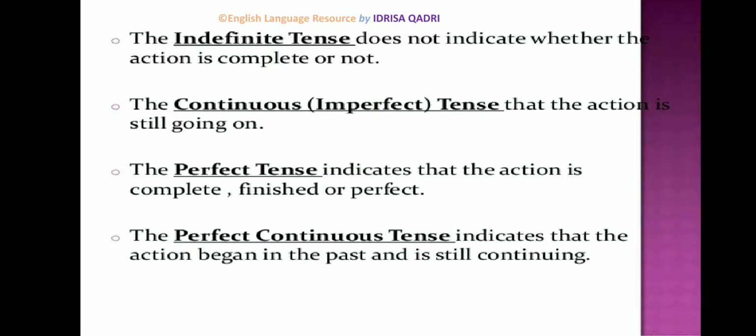The indefinite tense does not indicate whether the action is complete or not. The continuous tense indicates that the action is still going on. The perfect tense indicates that the action is complete, finished, or perfect. The perfect continuous tense indicates that the action began in the past and is still continuing.